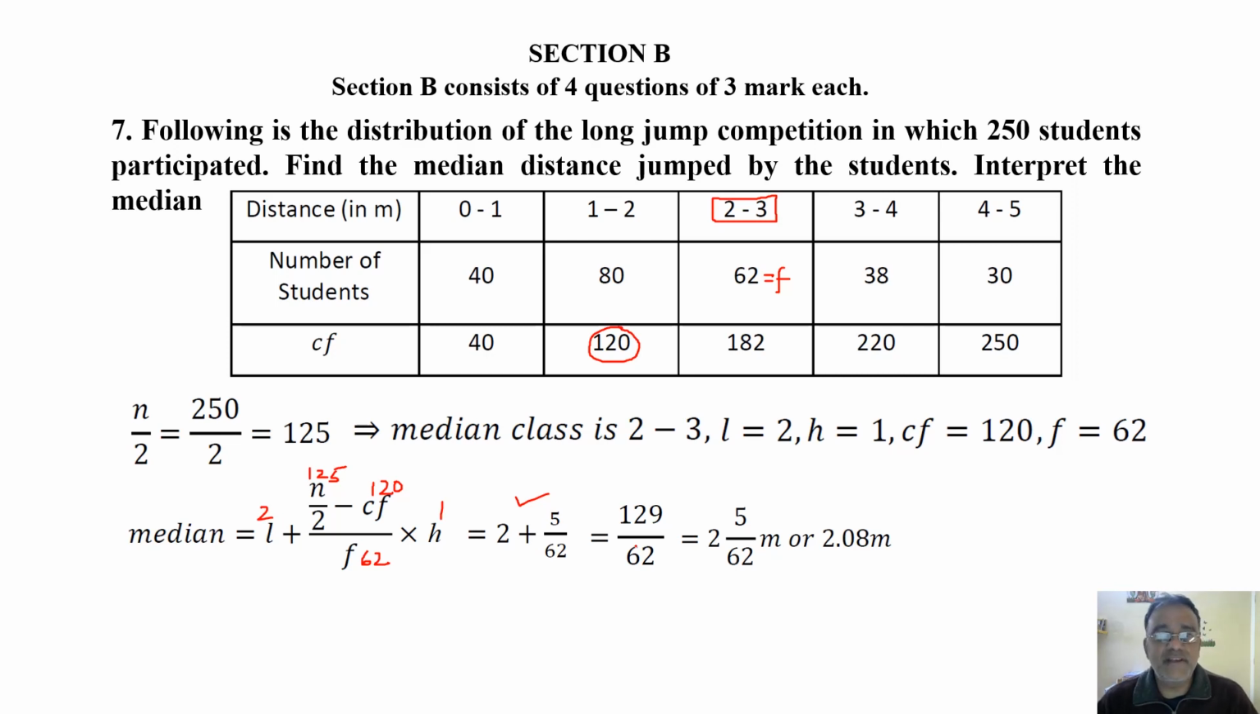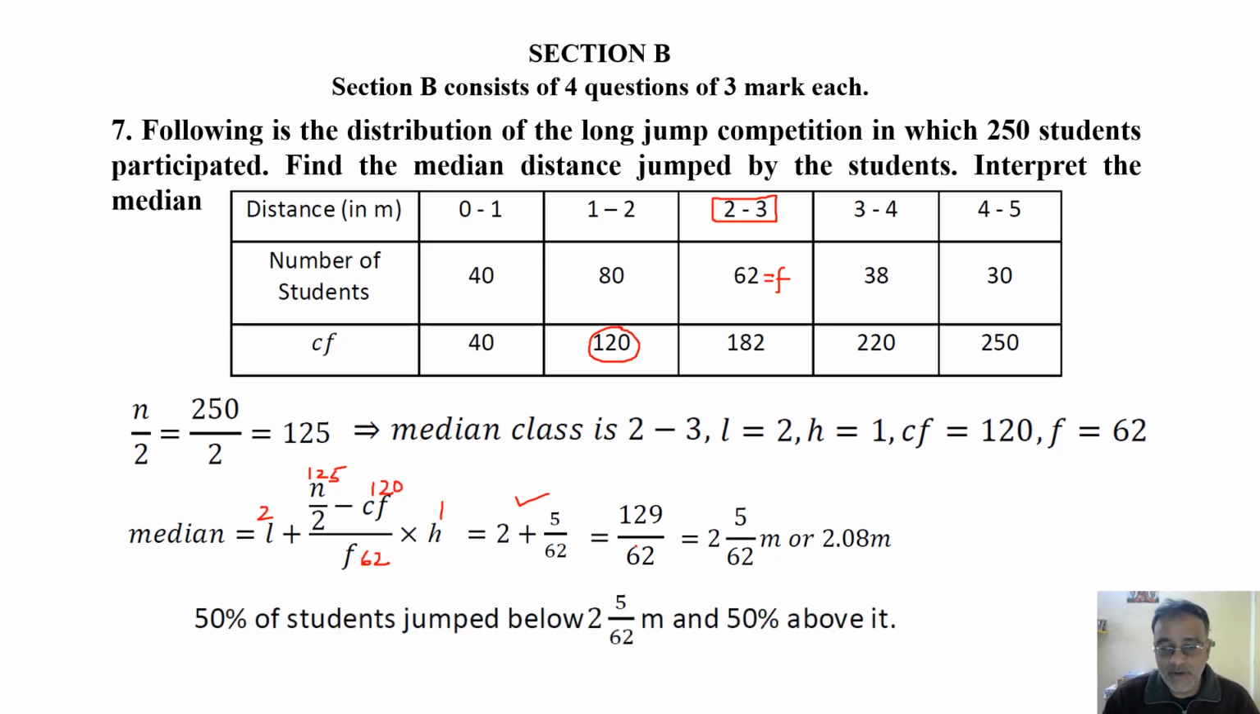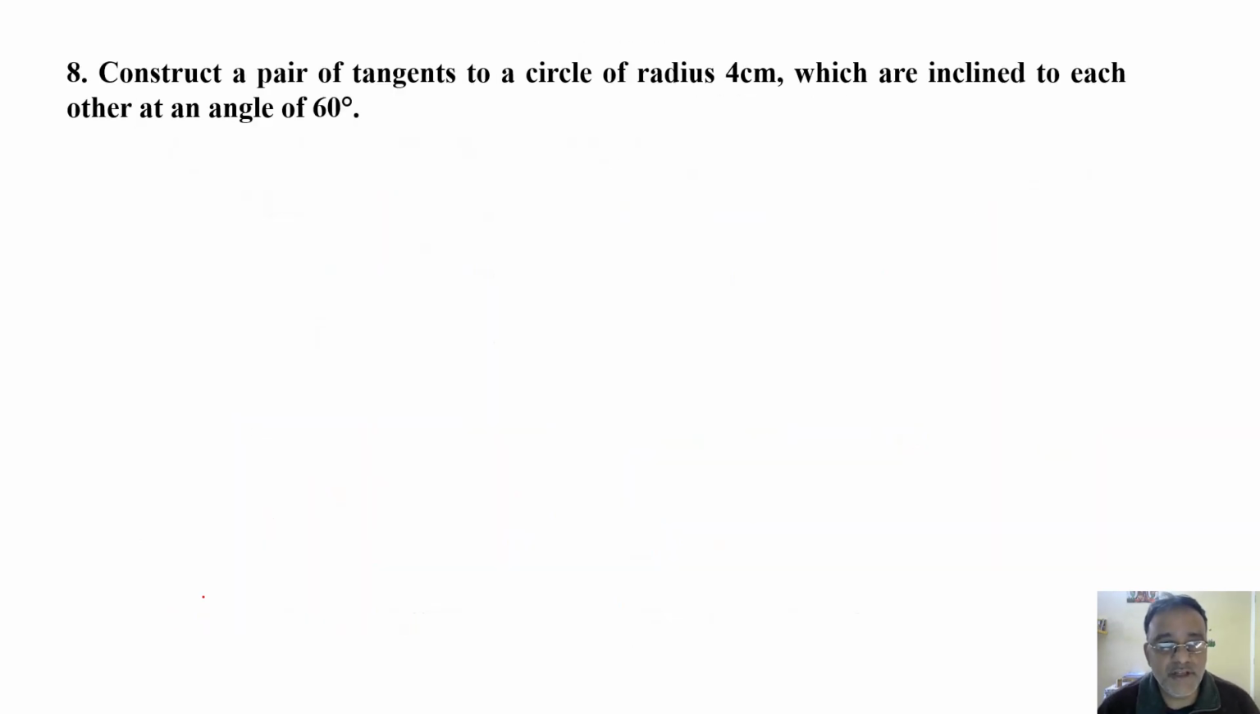Interpret has been asked, so the median is the mid value. So 50% of students jump below 2 5 by 62 meter and 50% above it. Is this clear? Is the interpretation clear? Yes, sir. Right. So now we are moving toward question number 8.